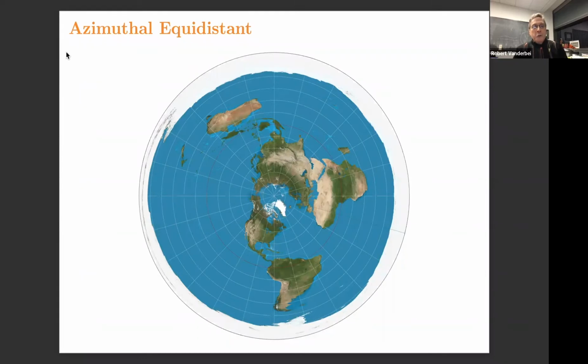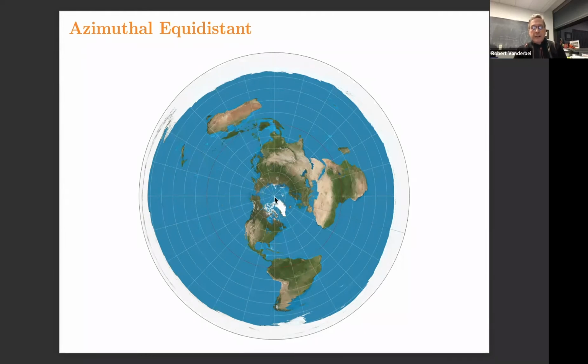This is the azimuthal equidistant map. And so we're focused on the North Pole here. And of course, if we're doing this in polar coordinates, longitude is just the angle in polar coordinates here. And then as we go out this polar coordinate map, the radius here is the latitude going linearly.